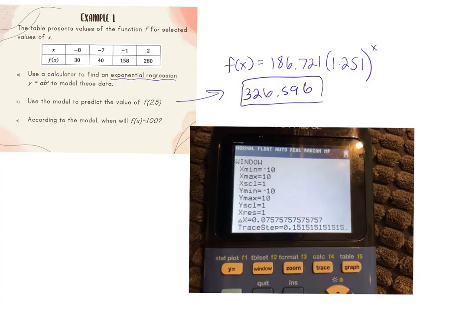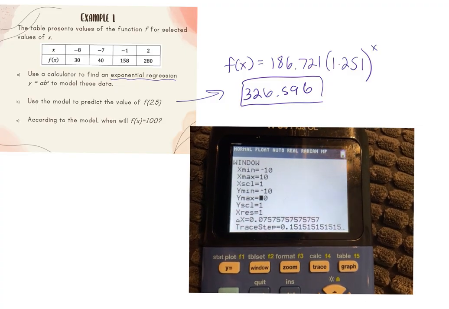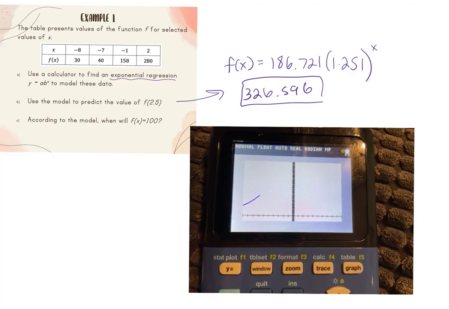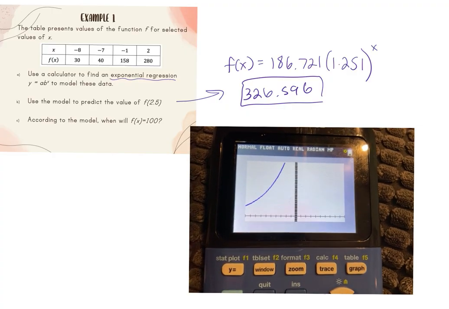and I can adjust my Y max to at least be 100. So let's say we just do 110. Hit graph. Now it's going to give me my exponential model.